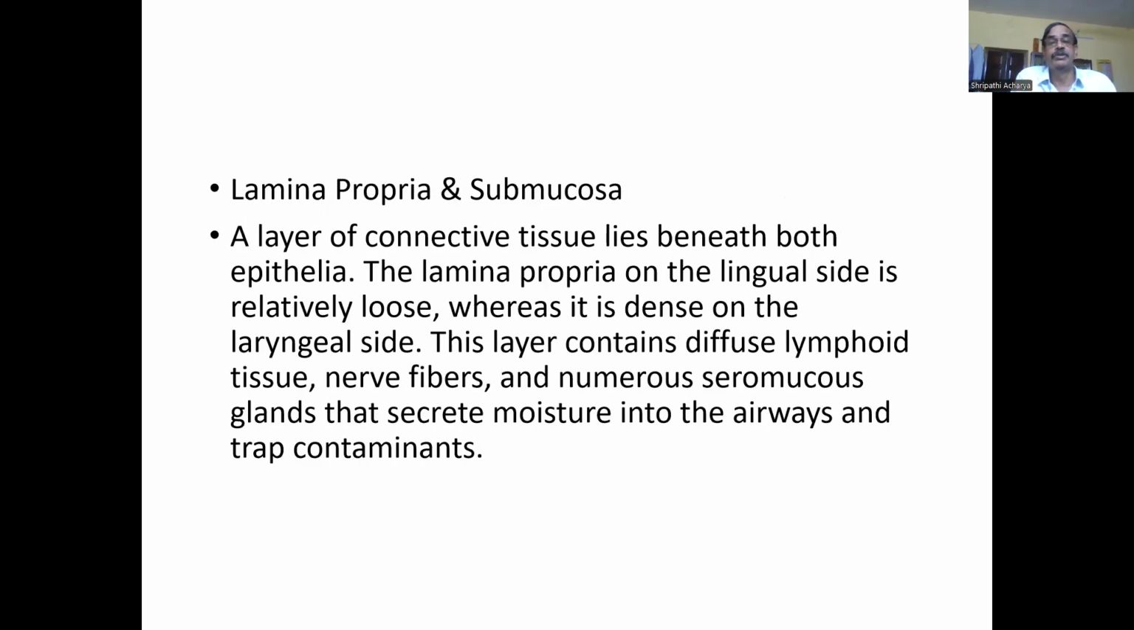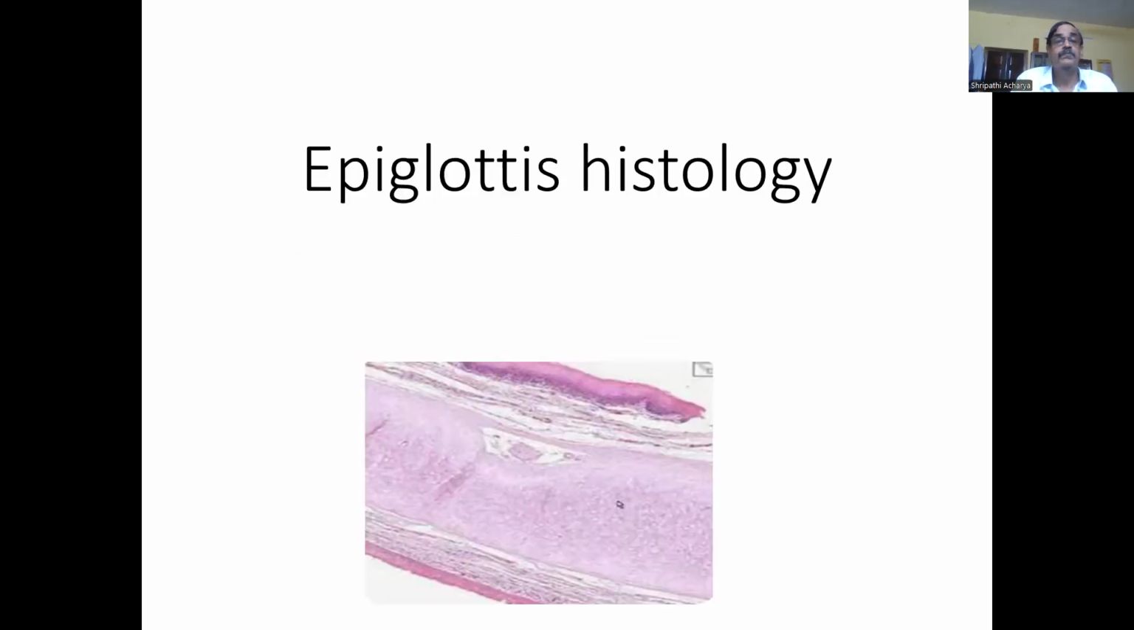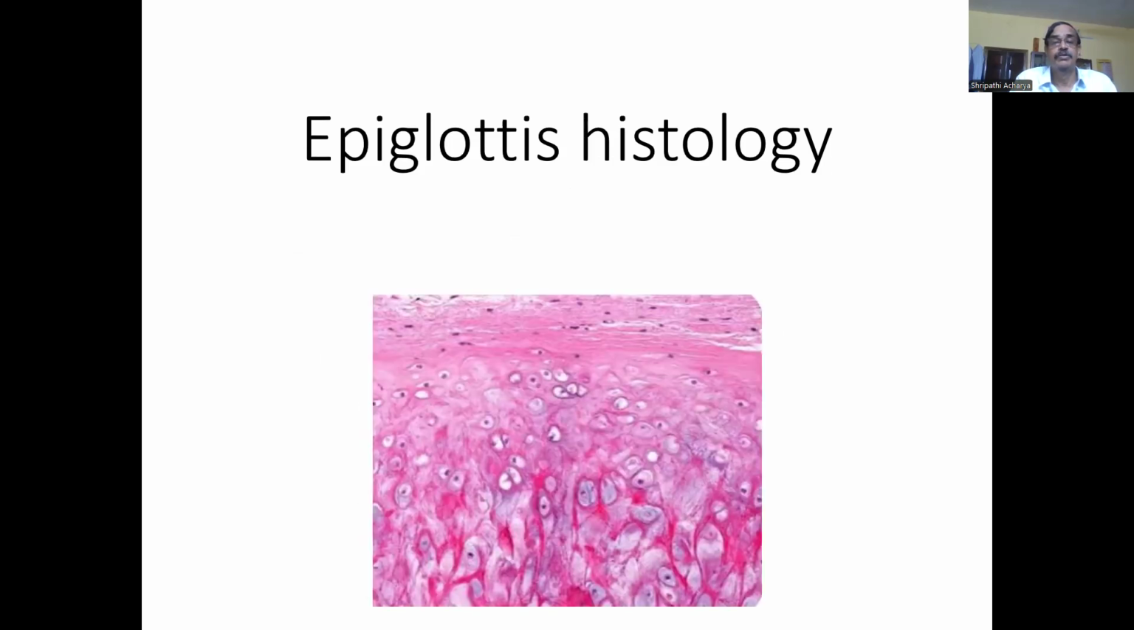Lamina propria and submucosa. A layer of connective tissue lies beneath both epithelia. The lamina propria on the lingual side is relatively loose, whereas it is dense on the laryngeal side. This layer contains diffuse lymphatic tissue, nerve fibers, and numerous seromucous glands that secrete moisture into the airways and trap contaminants. Epiglottis.